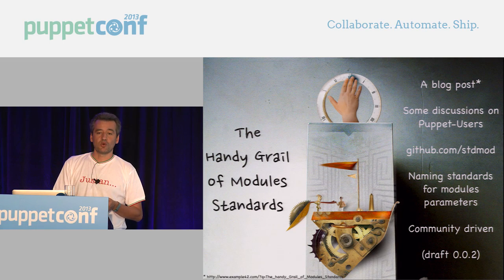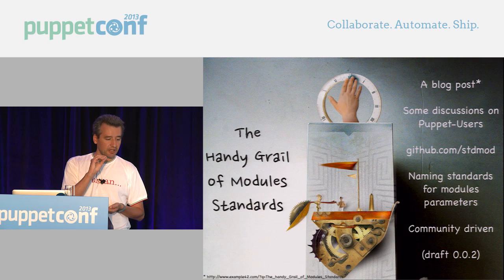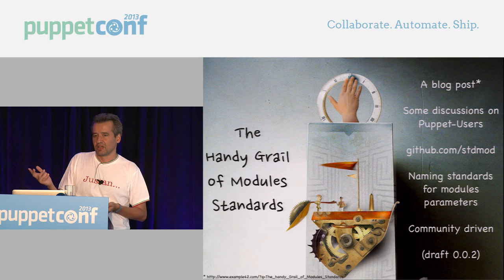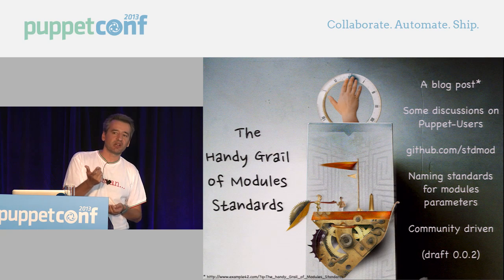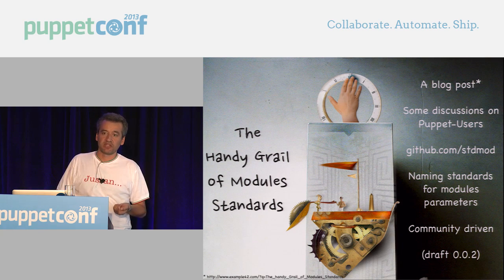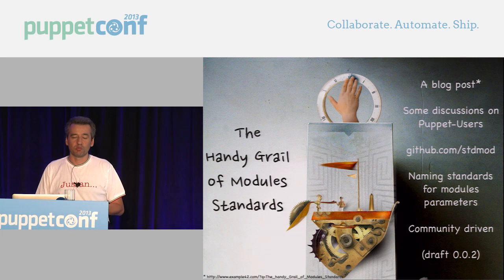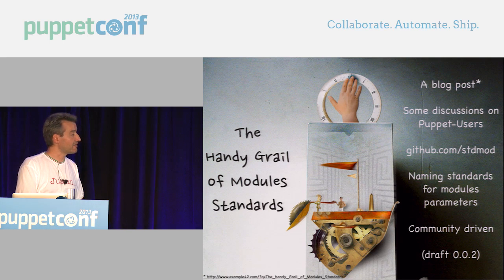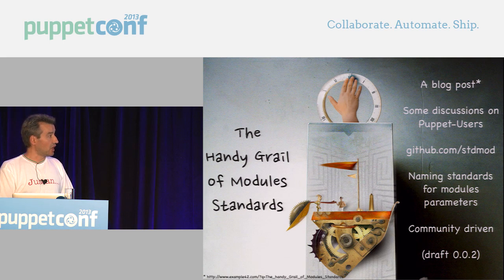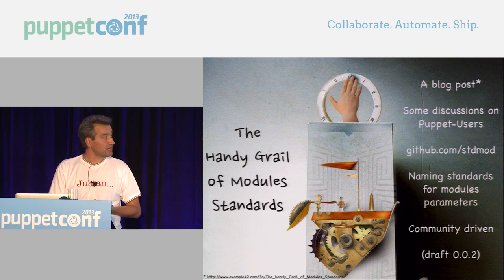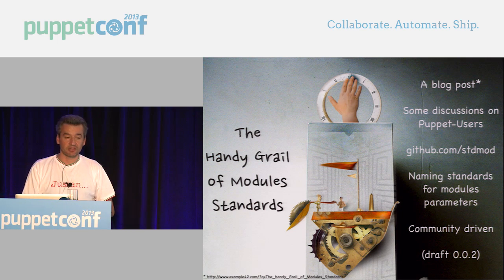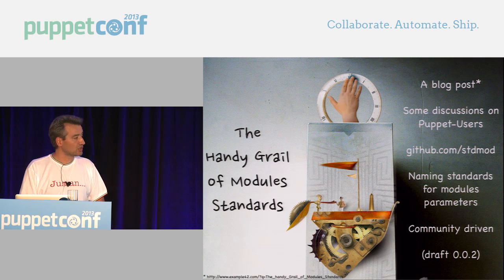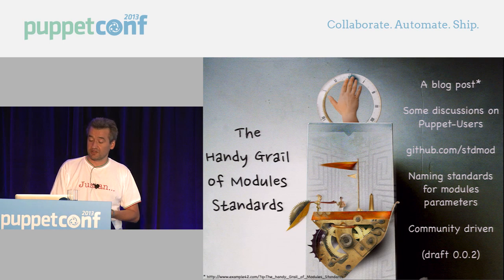So if you want to relate to a specific kind of parameter, it doesn't make sense to have this name different in different modules. If there is some kind of agreement on what could be the same name for this kind of parameter, it will make life easier for everybody. So I invite you to go on GitHub, Stdmod, eventually join this discussion ongoing, because it's still a draft. We are discussing what could be the names of these parameters and so on.